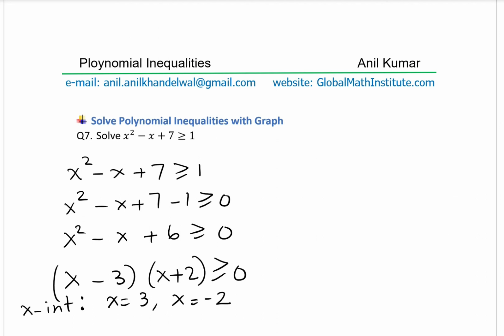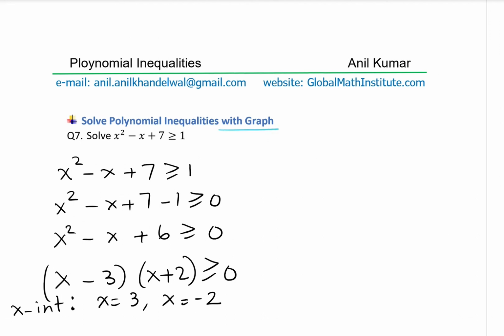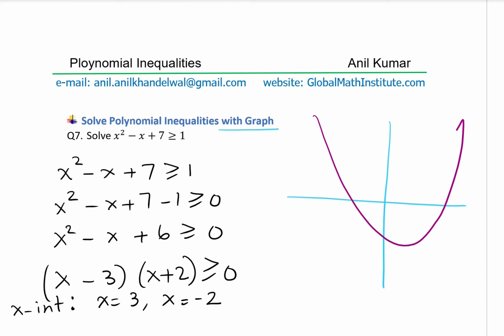Let's sketch this parabola since the question is with graph. So here we have a parabola which is having two x-intercepts. It opens upwards. So let me just sketch the parabola and then we'll look into the solution also. So it has two x-intercepts, one is at minus 2 and the other one is at 3. So we'll sketch a parabola and we know that the two x-intercepts are at minus 2 and at 3.